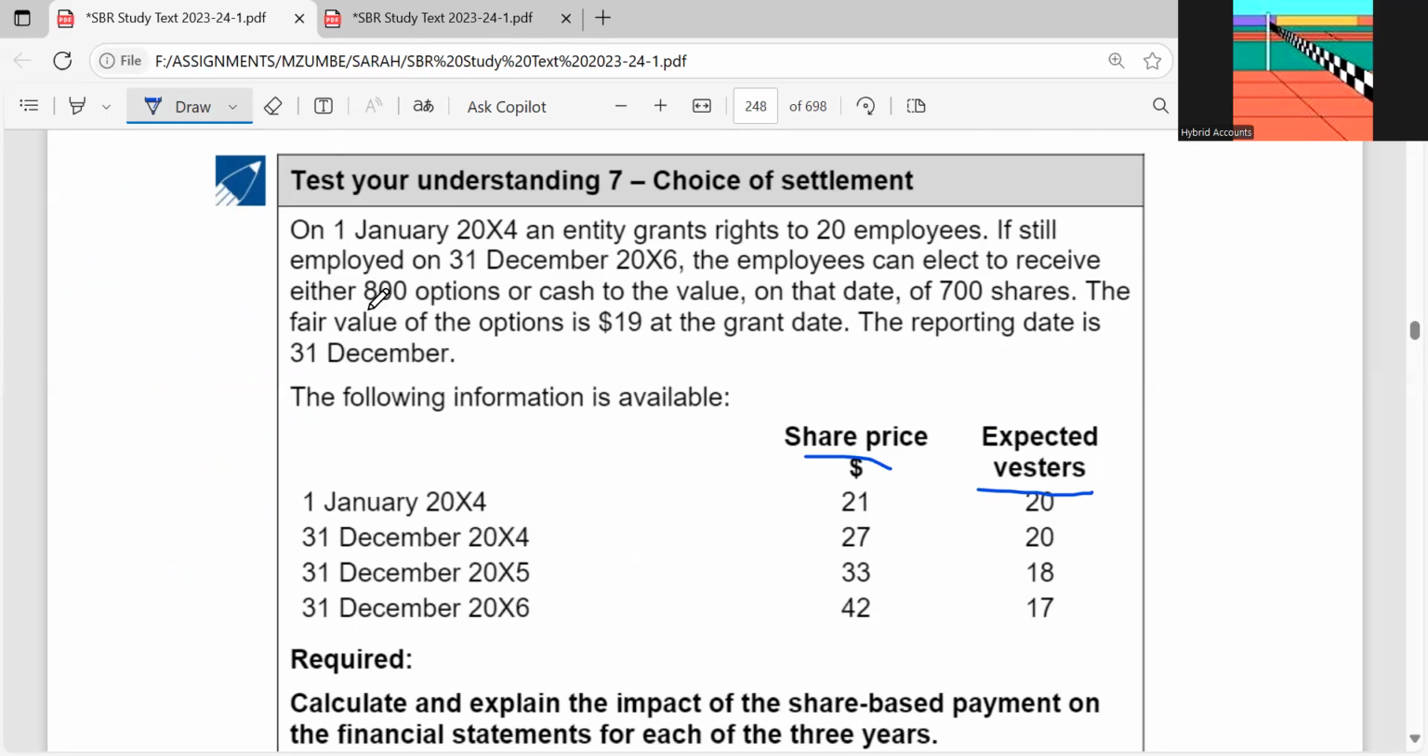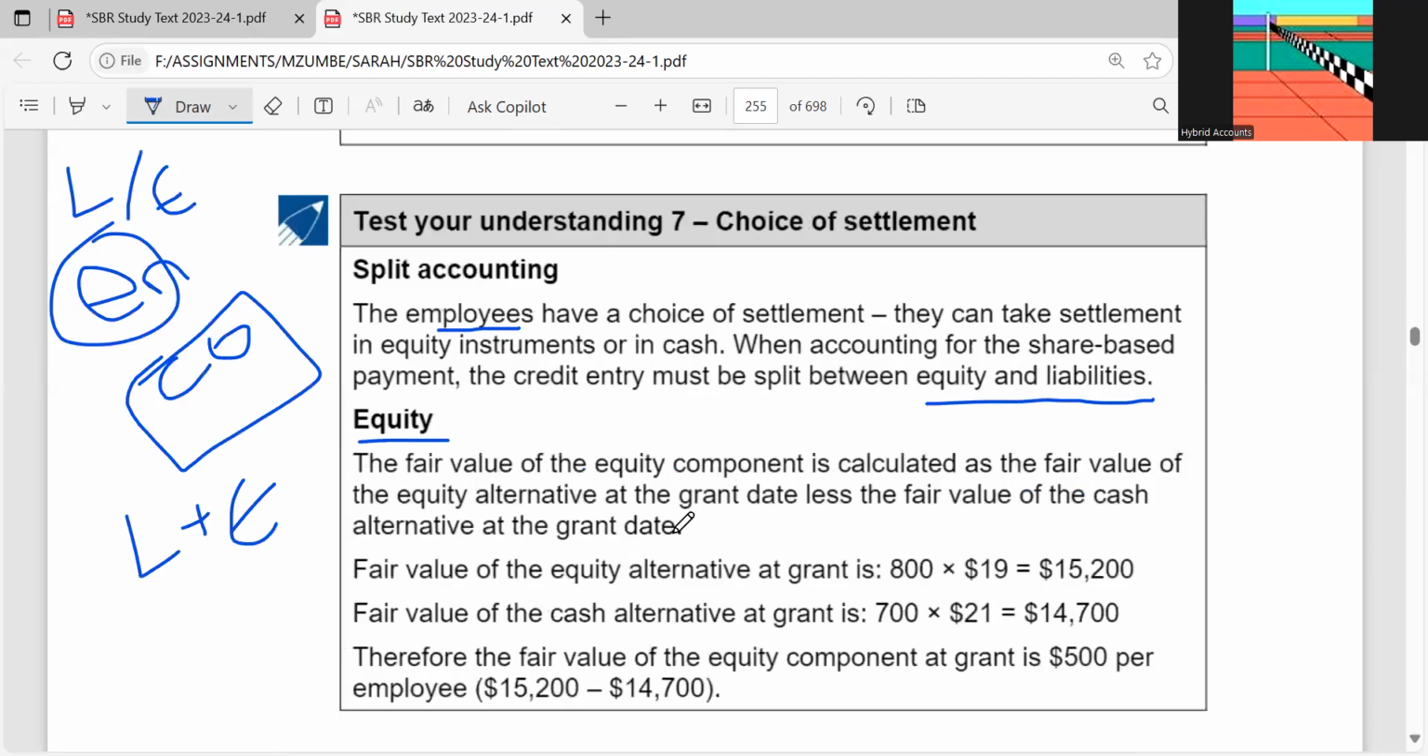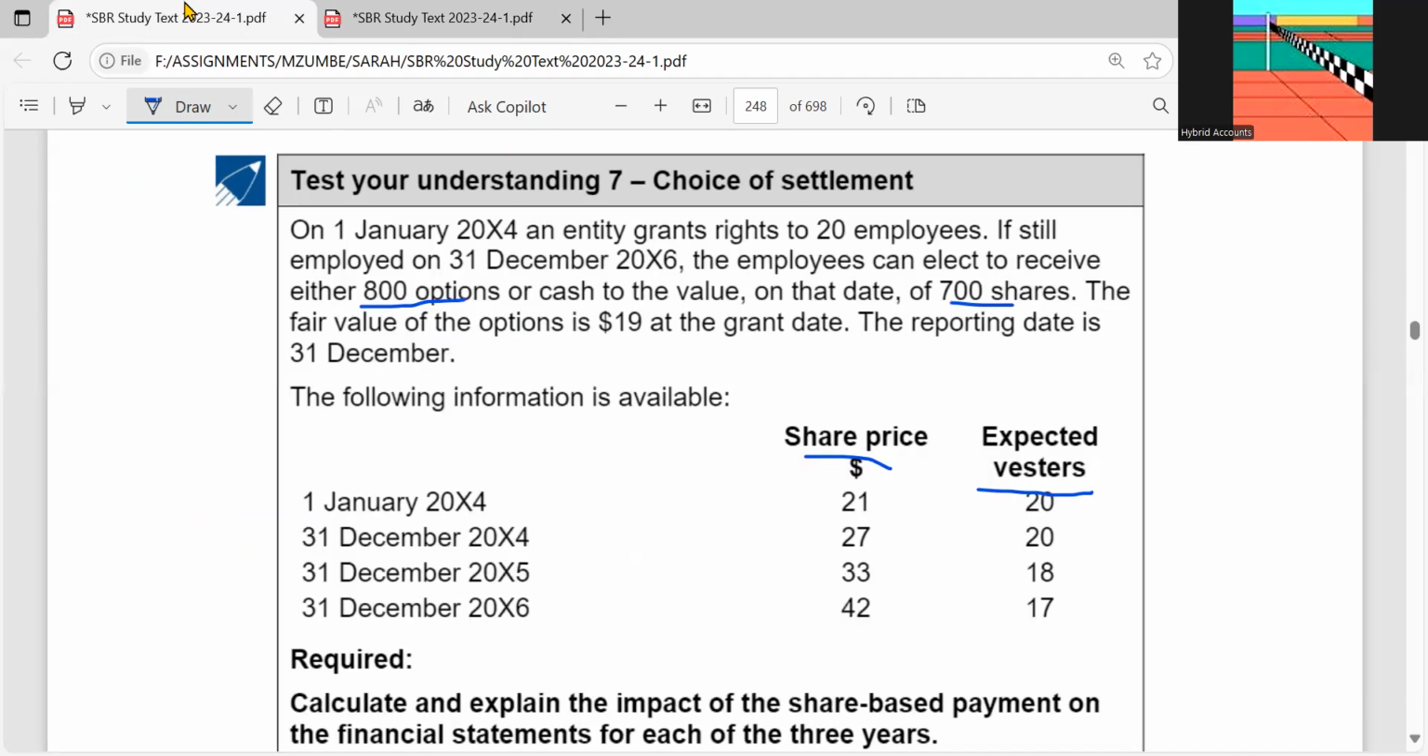You see, so for equity, you have 800 options. For cash, you have 700 what? Shares. That's what you can see here, right? For equity, you consider 800, but for the cash alternative, we consider the 700. What matters here is what do you multiply with? If you speak of the word equity, you can see here, fair value of equity at the grant date less fair value of cash. So we just need the fair values.